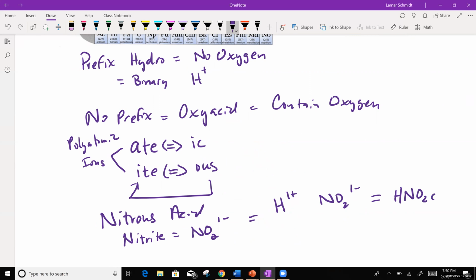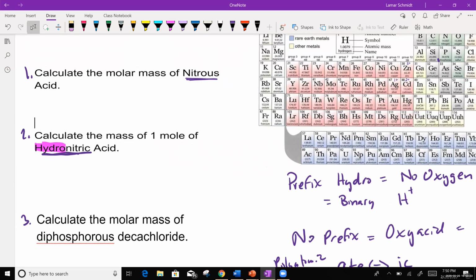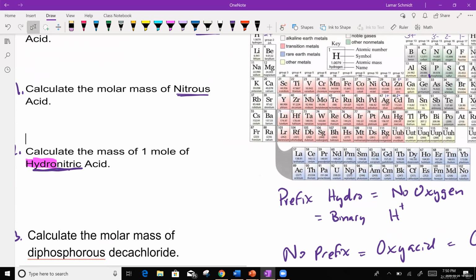HNO2. All acids, when they dissolve in water, have hydrogen ions, and that's why we put aqueous. Aqueous means dissolved in water. So we now know the formula for nitrous acid is HNO2.